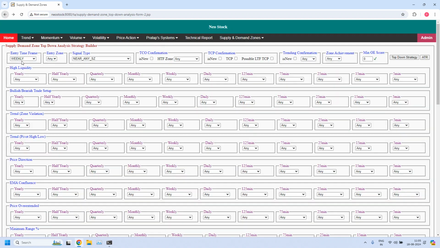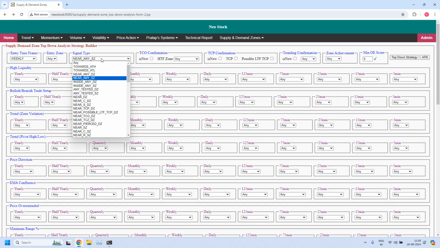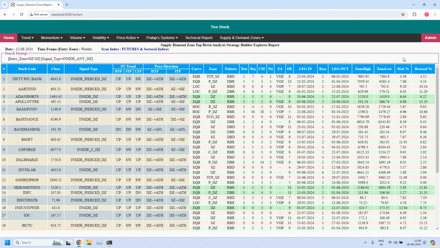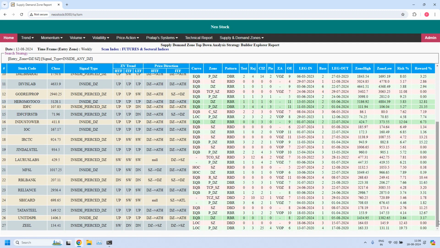In the next report for the weekly time frame, let us find the stocks where price closed inside the weekly demand zone. For all these stocks, prices closed inside the weekly demand zone. These are the first 18 stocks in this list. Let me scroll the list down. So a total of 27 stocks are filtered where price closed inside the weekly demand zone.